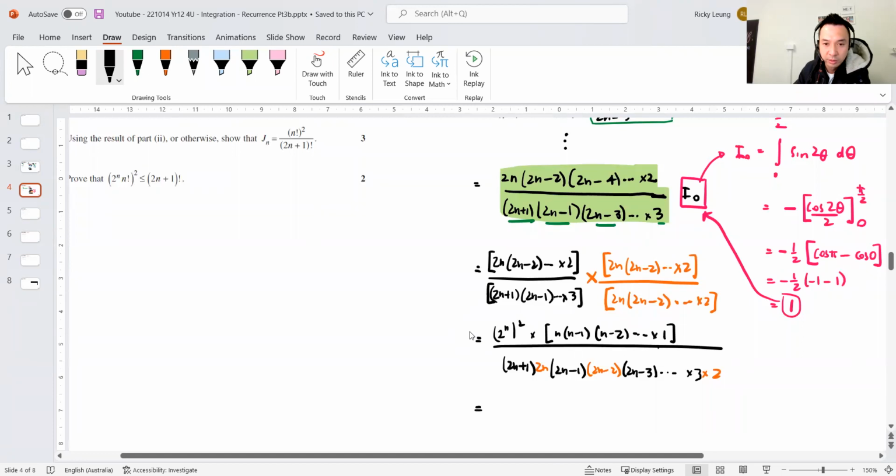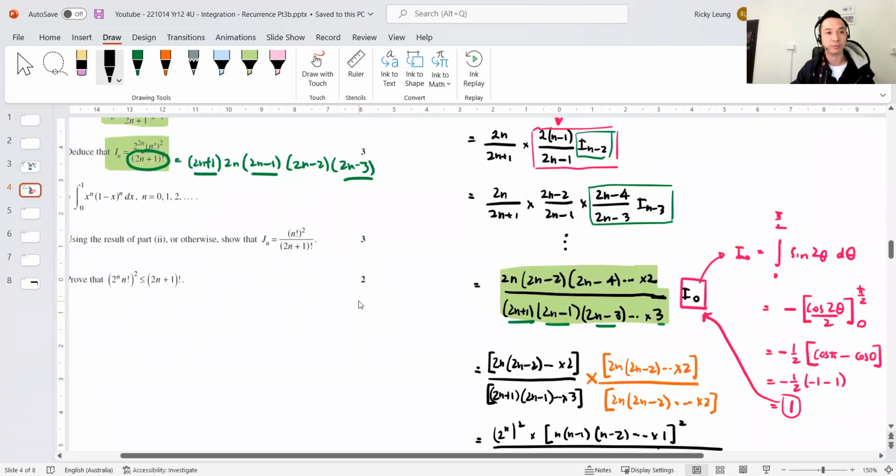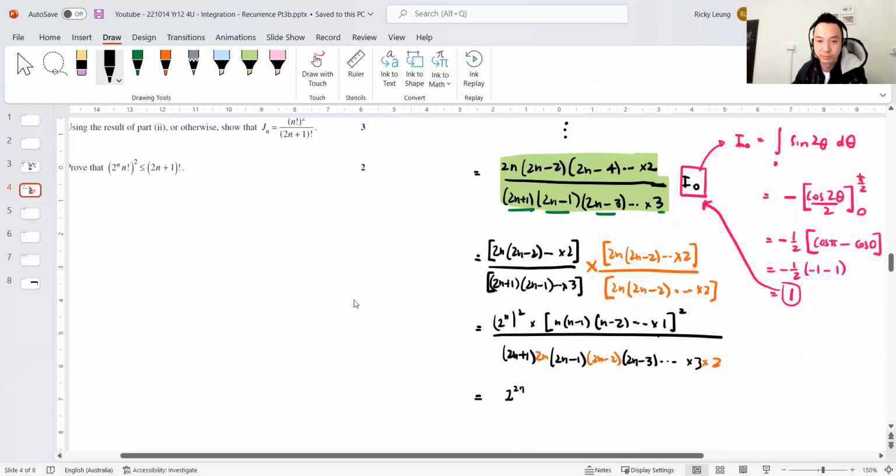Because 2 to the power of n to the power of 2, that's 2 to the power of 2n. This guy, oh, there's 2 of them squared, so that's times. Did I put times? Probably not. No times, so you just put a bracket. So let's just go bracket n factorial squared, and on the bottom 2n plus 1 factorial. Boom. 3 marks. Wow, nice.